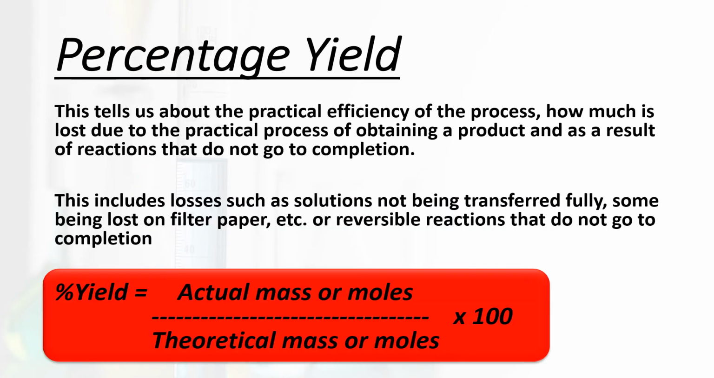So percentage yield tells us about the practical efficiency of a process. How much is lost due to actually practically getting the product, or as a result of reactions that are equilibrium reactions. They don't actually go fully to completion. So this could be reversible reactions that don't fully go to completion. They exist as an equilibrium. Or it could be losses such as when you transfer a solution into another solution, you're not going to be able to transfer 100% of that solution because some of it will always, droplets will always still be stuck to the beaker. You can also have stuff being lost on filter paper, for example, if you're filtering it, things like that. So any kind of practical process where you're going to lose a bit of your product.